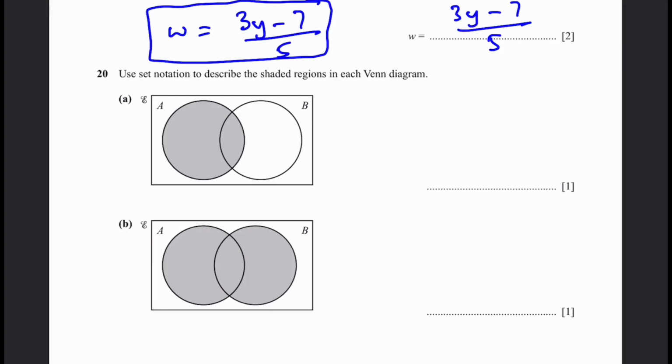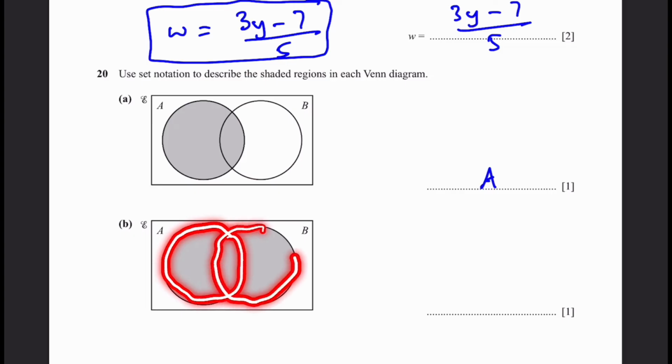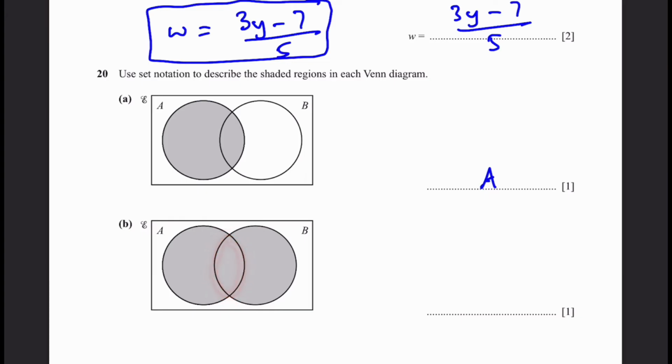Question 20. Use set notation to describe the shaded regions in each Venn diagram. For A, the answer is the same as the question, A, because the shaded part is the set A. So just A. Now for B, the shaded part is the set A and B, including the intersection and the non-intersecting parts. That is called union, and therefore we can write this as A union B. Union has the symbol U.